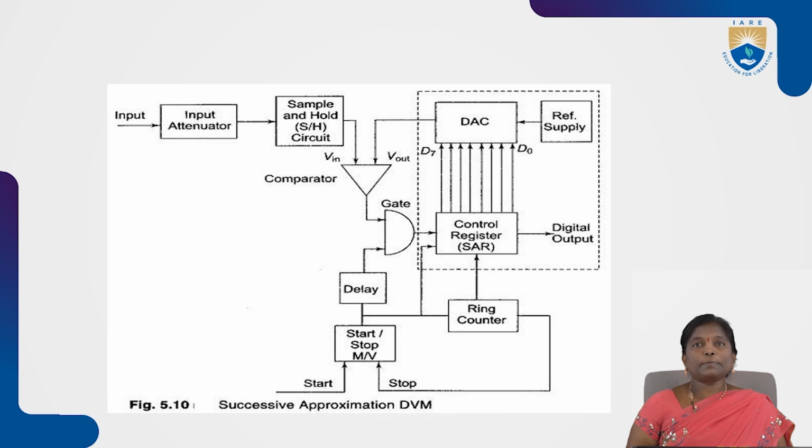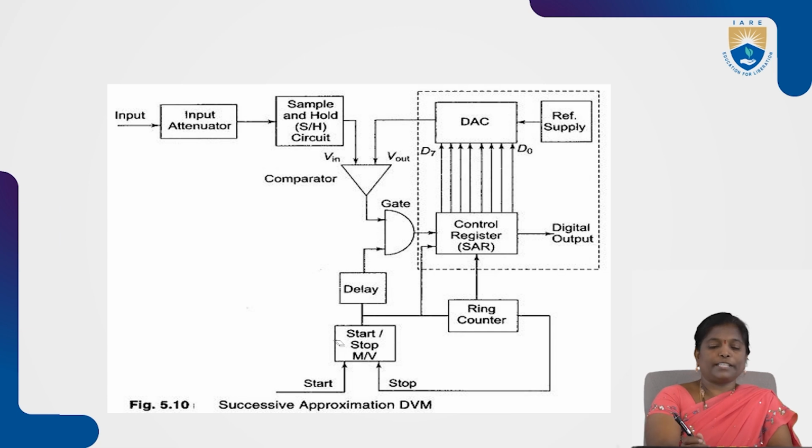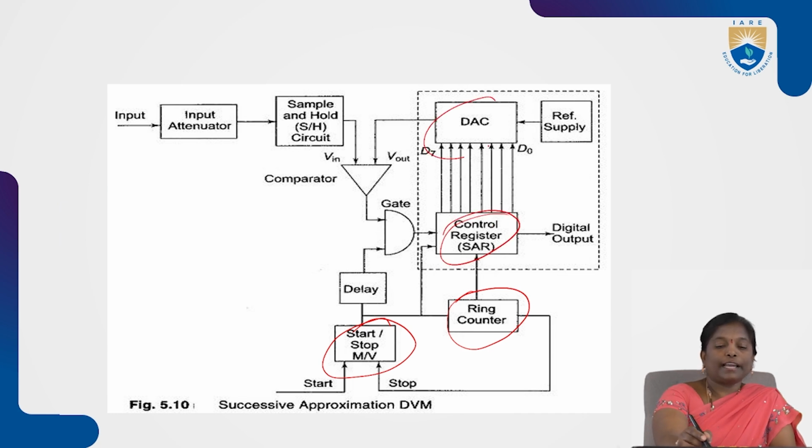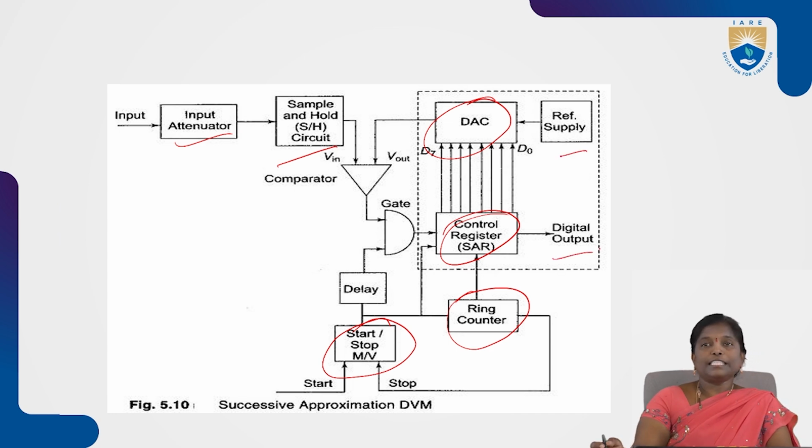This is the block diagram representation of the successive approximation type of digital voltmeter. In this type, we have different blocks like the start and stop multivibrator, ring counter, control register, DAC, sample and hold circuit, input attenuator, reference supply voltage and digital output. These are the different blocks present in the successive approximation type of digital voltmeter.